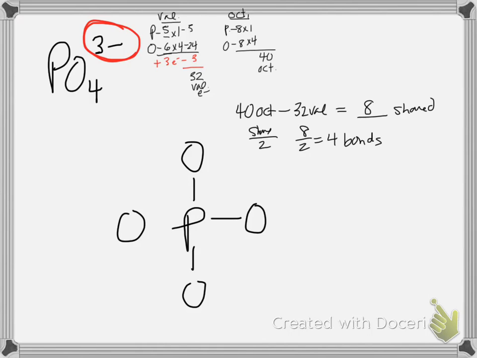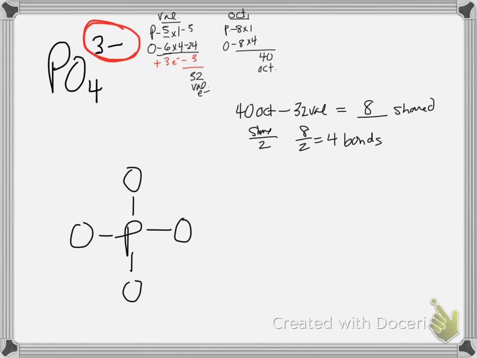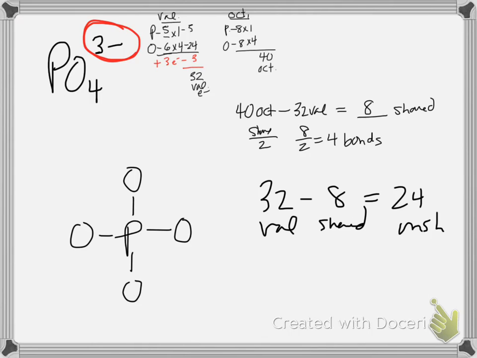8 bonds, 4 bonds, 8 shared electrons. Well, that's easy so far. Now we have to figure out how many unshared electrons there are. They come in with 32 and they're sharing 8. So 24. Yes, sometimes it's the simple arithmetic that really trips me up. So they have 32 valence minus 8 shared, 24 unshared. And we can pretty much figure out what that's going to look like.